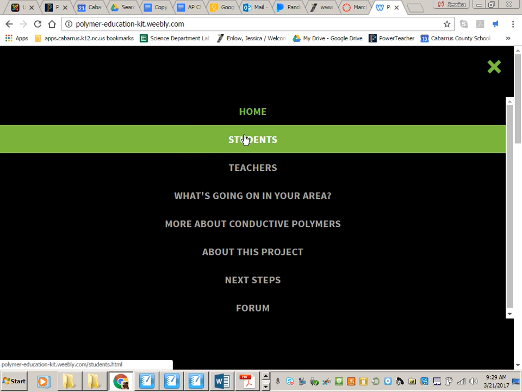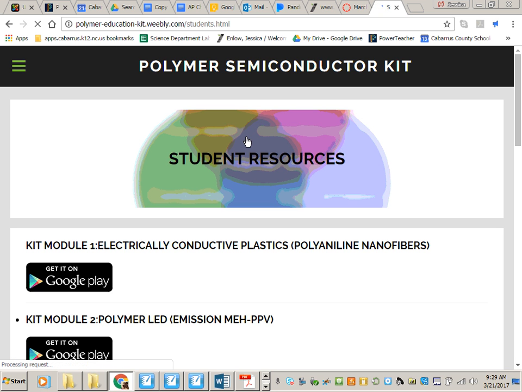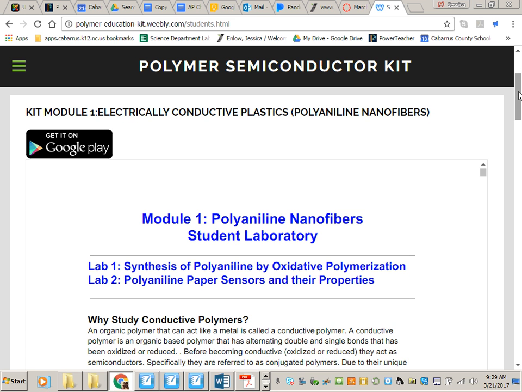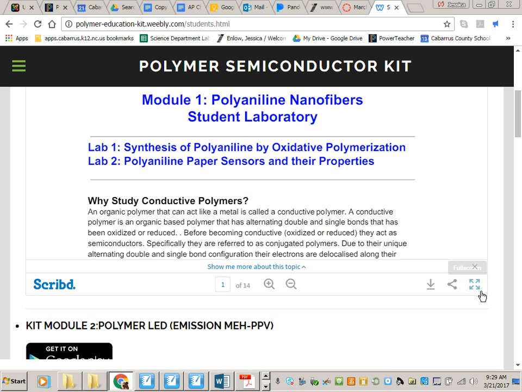So under students, if you click on students, you can see there's 3 kits. So we got it on Google Play, but Apple is a beast. So there is an app you can download on Google Play, but Wi-Fi is also, I know you don't want to do that right now.